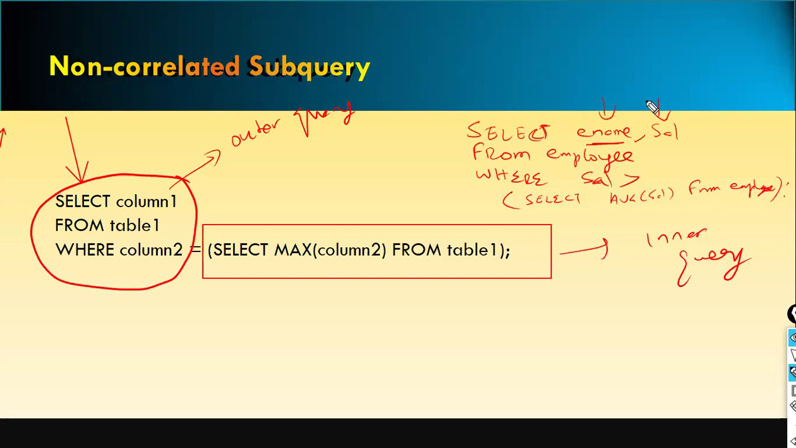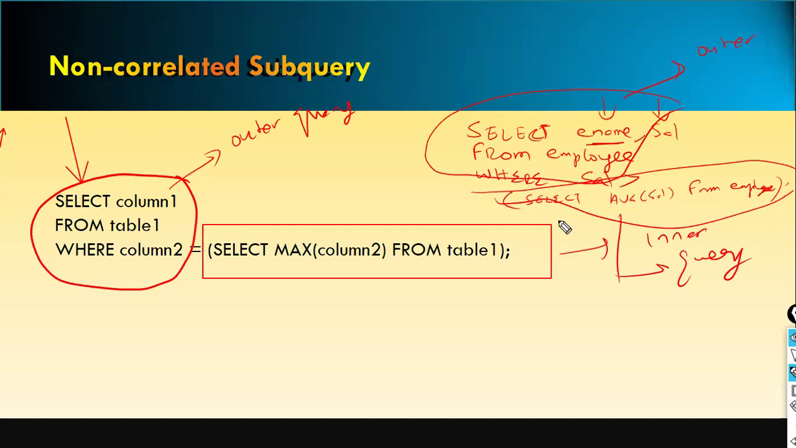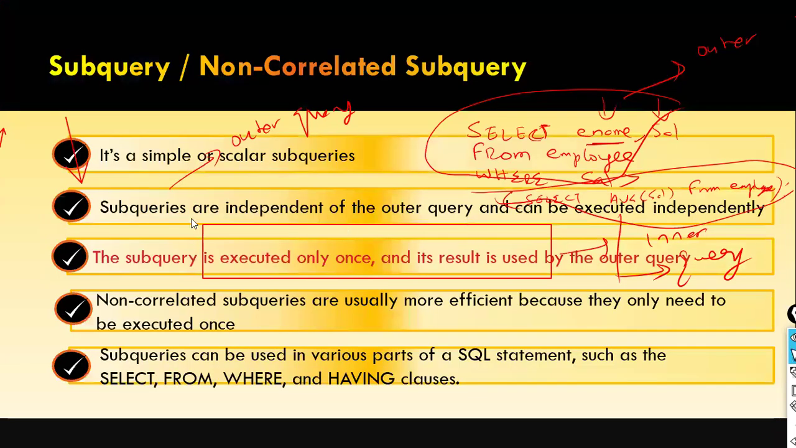Here, this is my outer query and this is my inner query. So in this case, what happens? The inner query gets executed only once. That is what I explained a while back. Look here: the subquery is executed only once, and its result is used by the outer query.